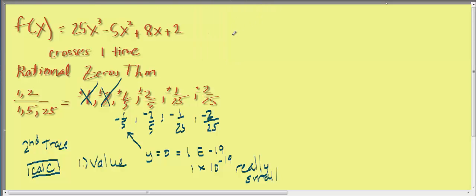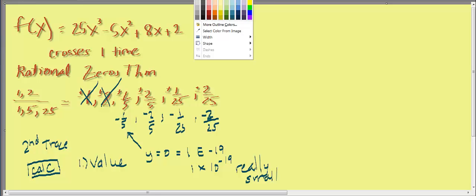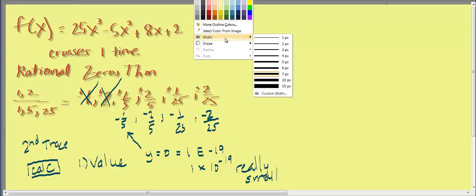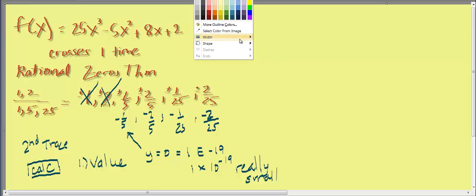Now, hopefully that helps when we are looking at these and we are trying to figure out what to do. I need to get in here and get a different width. Yeah, it's a little chunky.